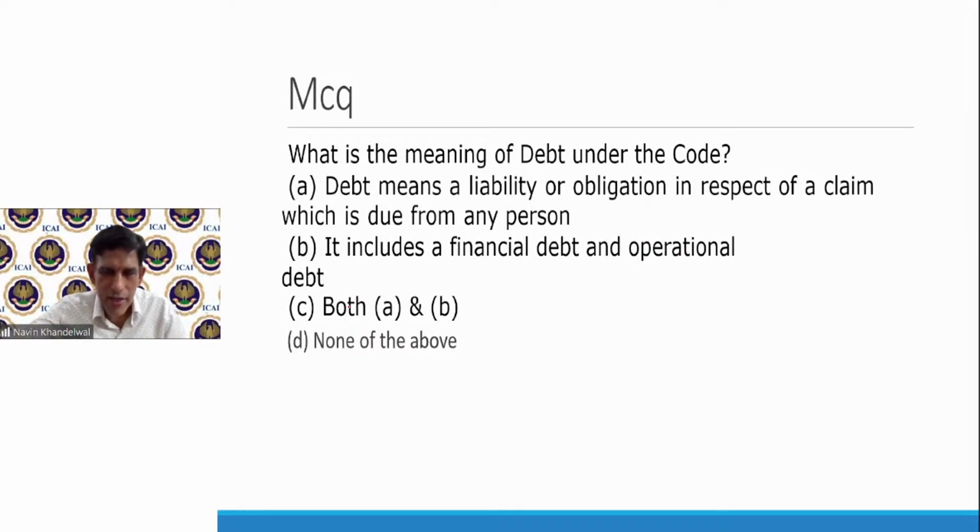What is the meaning of debt under the code? Debt means a liability or obligation in respect of a claim which is due from any person. It includes financial debt and operational debt. The options: both A and B, and none of the above.